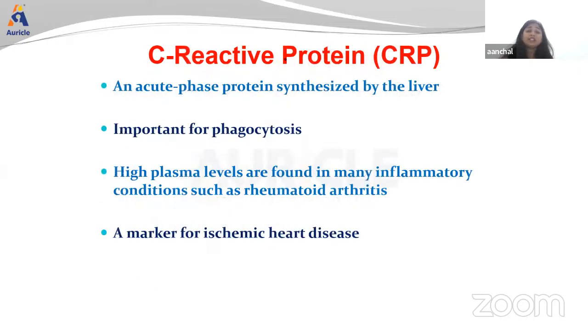Then another we have CRP, that is C-reactive protein, which is an acute phase protein, again synthesized inside the liver, and this is very important for the defense mechanism also, like it performs phagocytosis. High plasma levels are found in many inflammatory conditions such as rheumatoid arthritis, and this is a marker for ischemic heart disease, where heart muscles get less supply of blood.